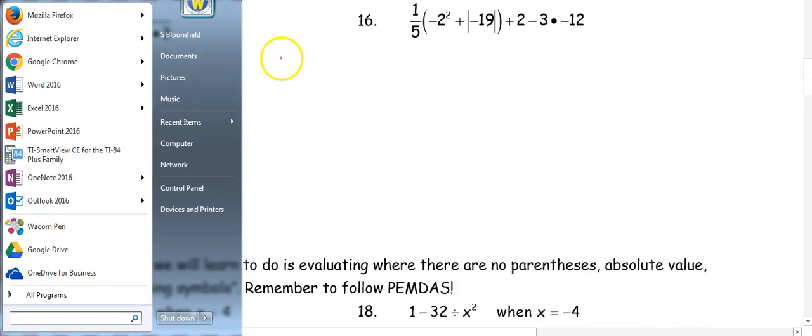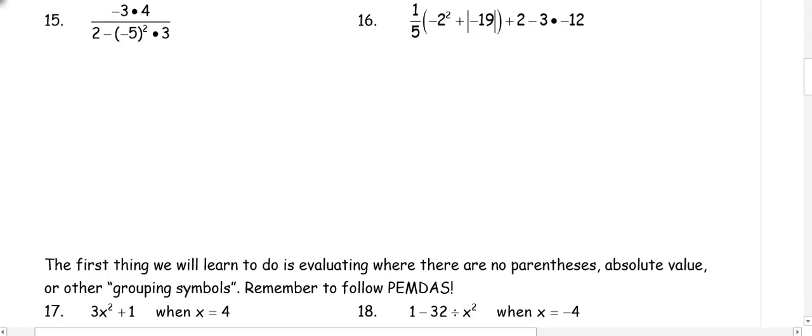Number 15. This is a fraction, which helps us a little bit later on as we start going through this problem. So we don't see any grouping symbols. We do see an exponent. So we're going to use that exponent first. So negative 5 squared again is 25.